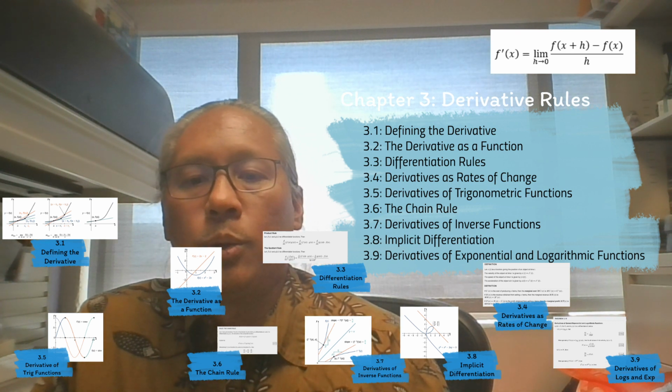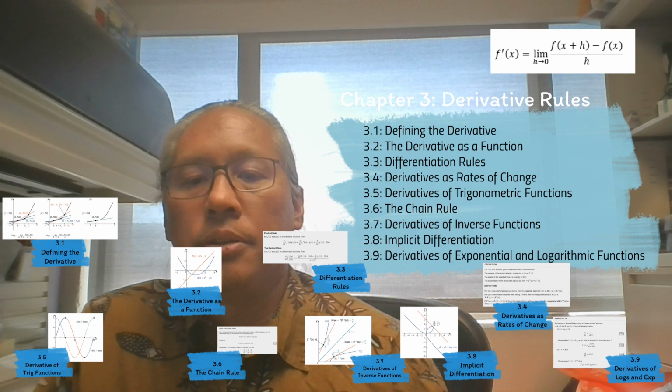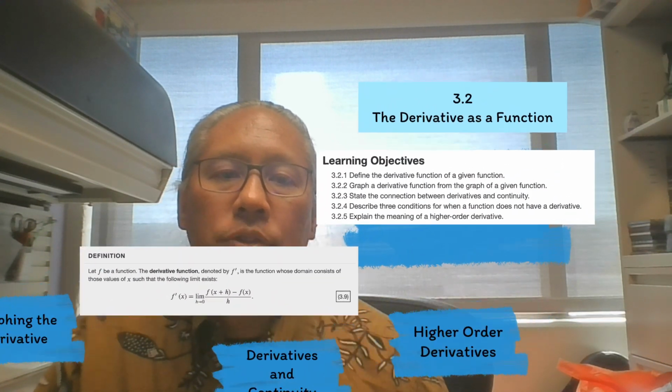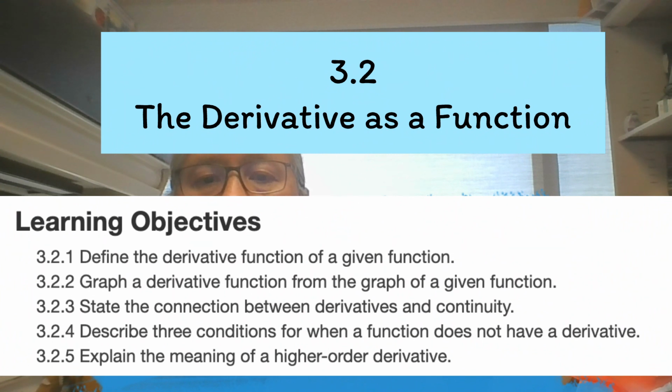In this video, we will take a look at section 3.2. We will be looking at the derivative as a function. We've seen derivatives and found derivatives at specific points, but those are just numbers that give us the slope of the tangent line at that point. But now we want to look at the derivative as an entire function.